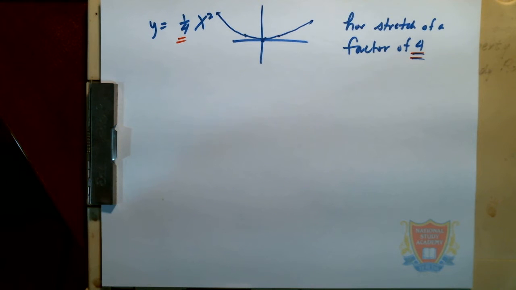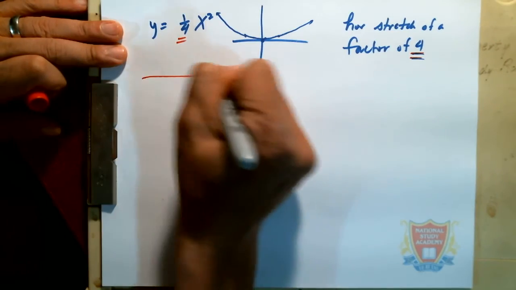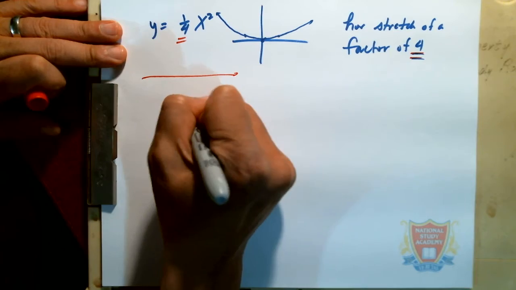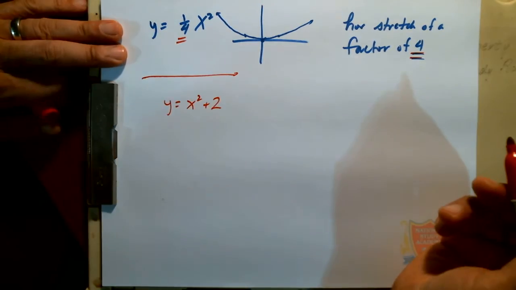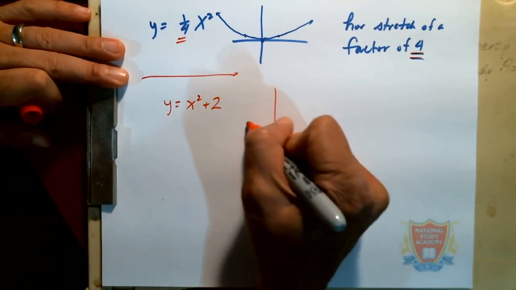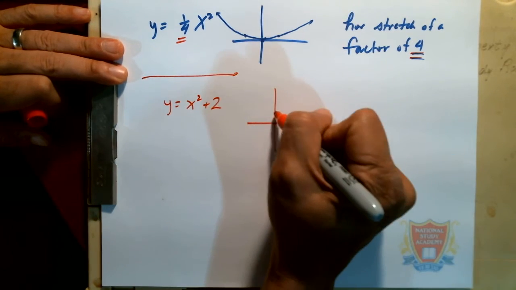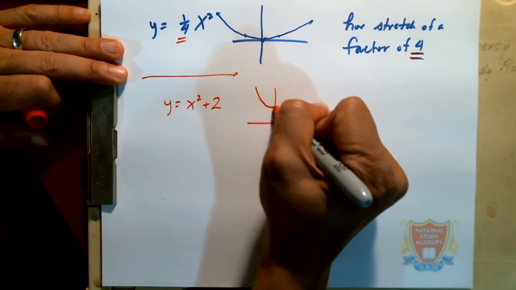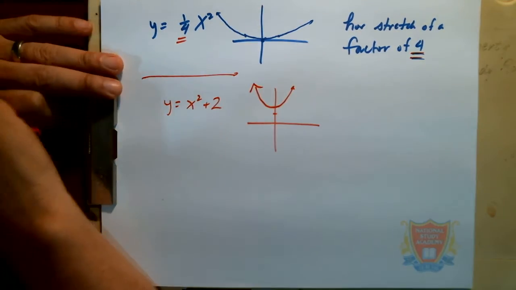Okay, let's try a different problem now. We're getting to almost the 15-minute mark. I want to go maximum 15 minutes on this if I can. Let's get y equals x squared plus 2. What does that look like? Well, I'm just going to graph it for you, and that's what it looks like.